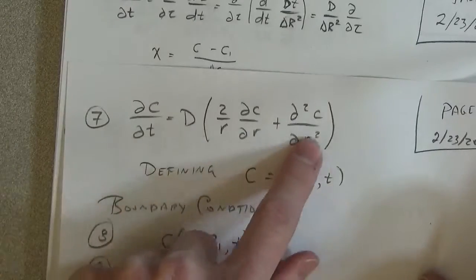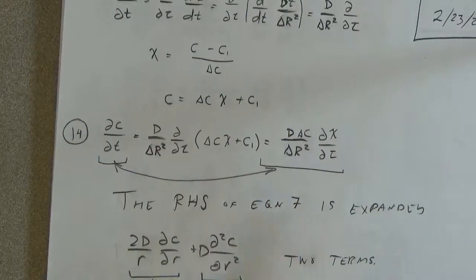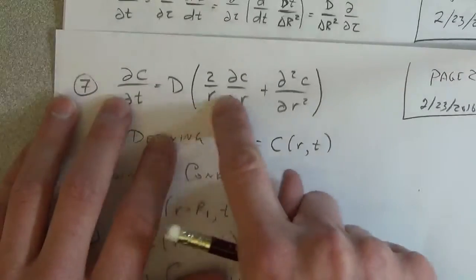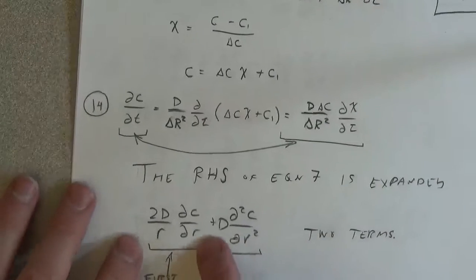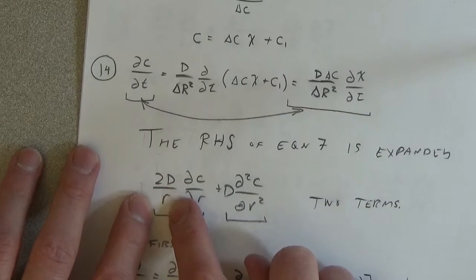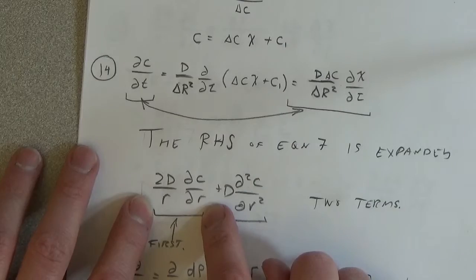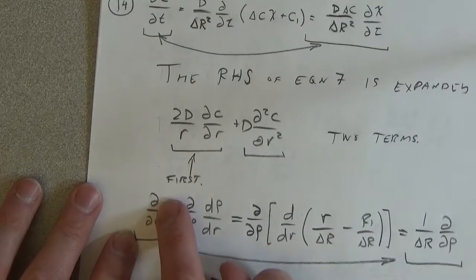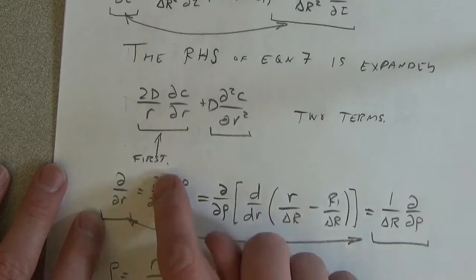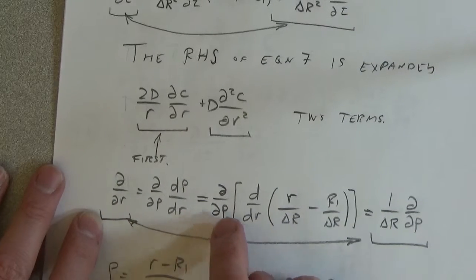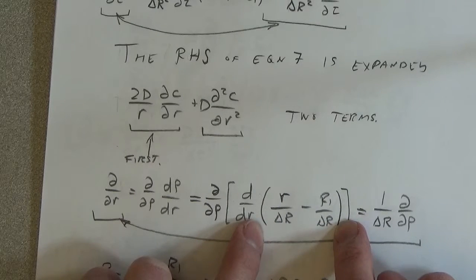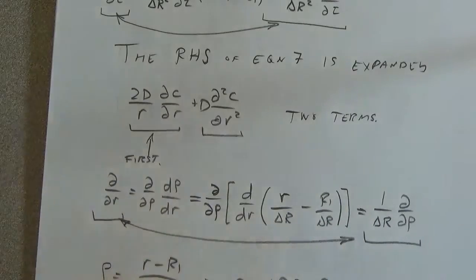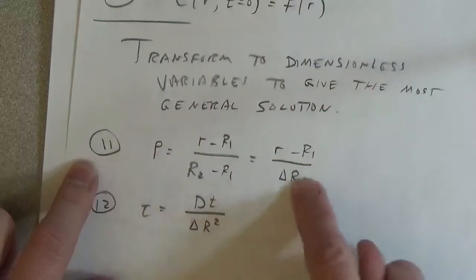Now we have to address the right-hand side, and the right-hand side, when you take d and you multiply through, gives us two terms. The first term here is 2d divided by r dc by dr. So let's look at d by dr. d by dr is d by d rho times d rho by dr, and then we substitute in the definition of rho, which is equation 11.